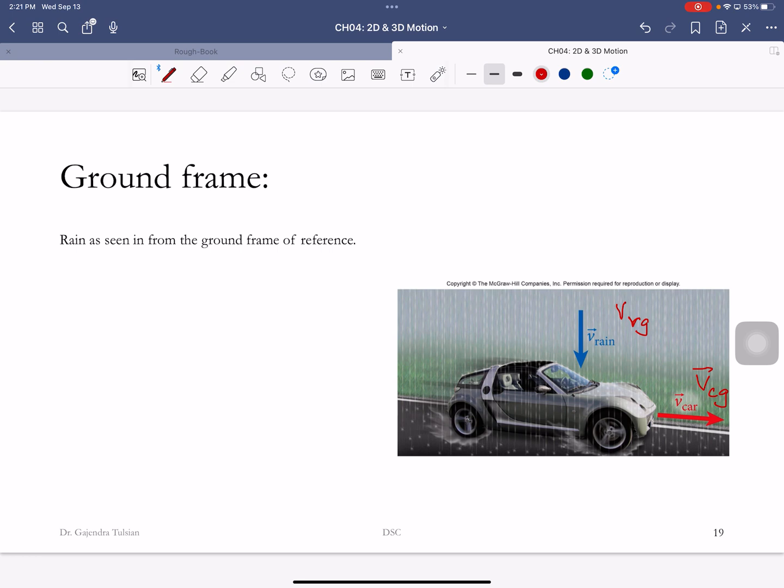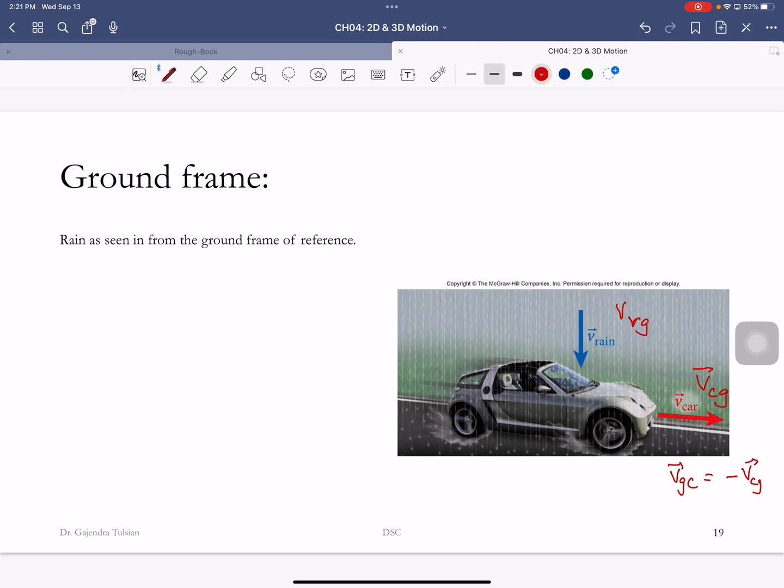And the velocity of the ground with respect to car is negative of velocity of car with respect to ground. Okay. Velocity of the car with respect to the ground is to the right. Velocity of the ground with respect to the car is the ground is moving backwards, which is that.